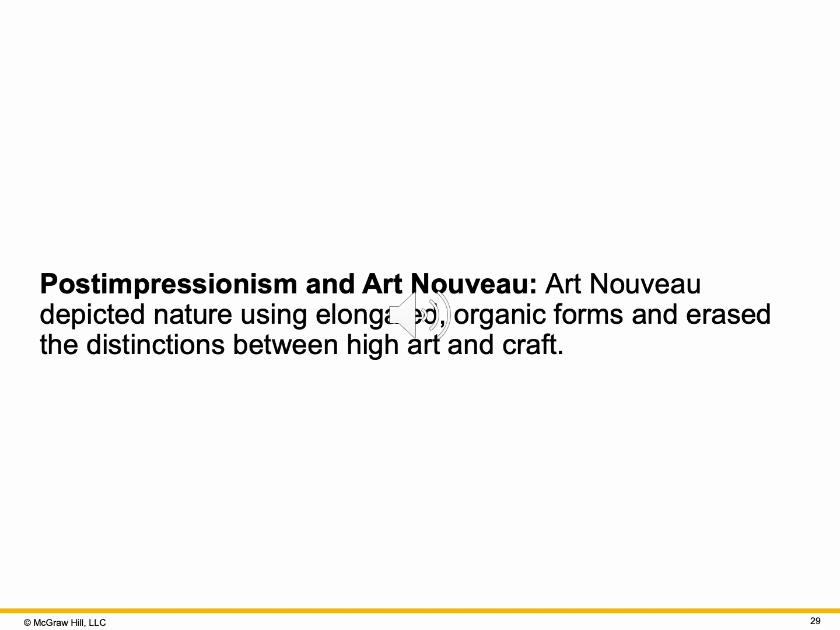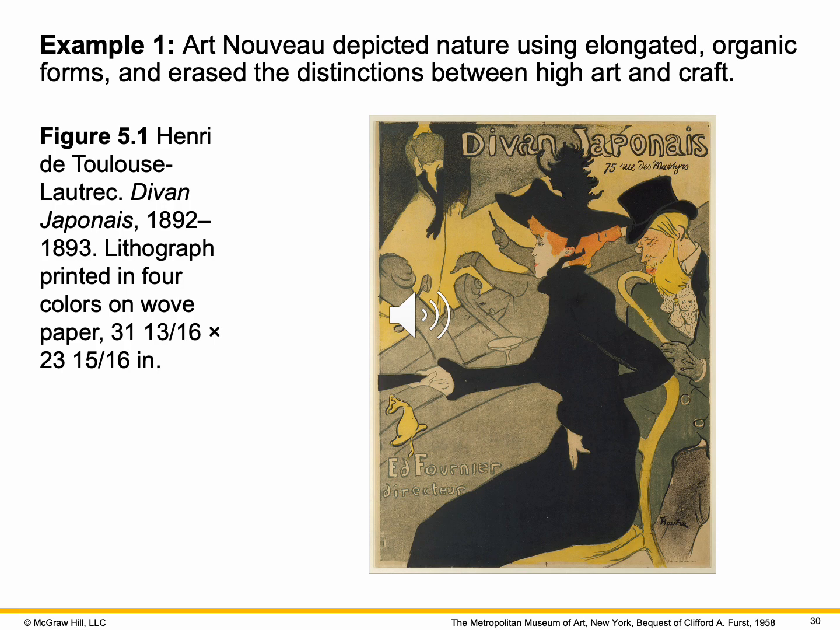Post-Impressionism and Art Nouveau. Art Nouveau depicts nature using elongated, organic forms and erases the distinctions between high art and craft. Design also made a break with the past as the 19th century drew to a close in Europe and the Americas. A new style, Art Nouveau, rejected academic taste and the classical past and embraced nature, especially exotic plants and animals. Sinuous and organic lines meandered across the works of illustrations, furnishings, and fashion.